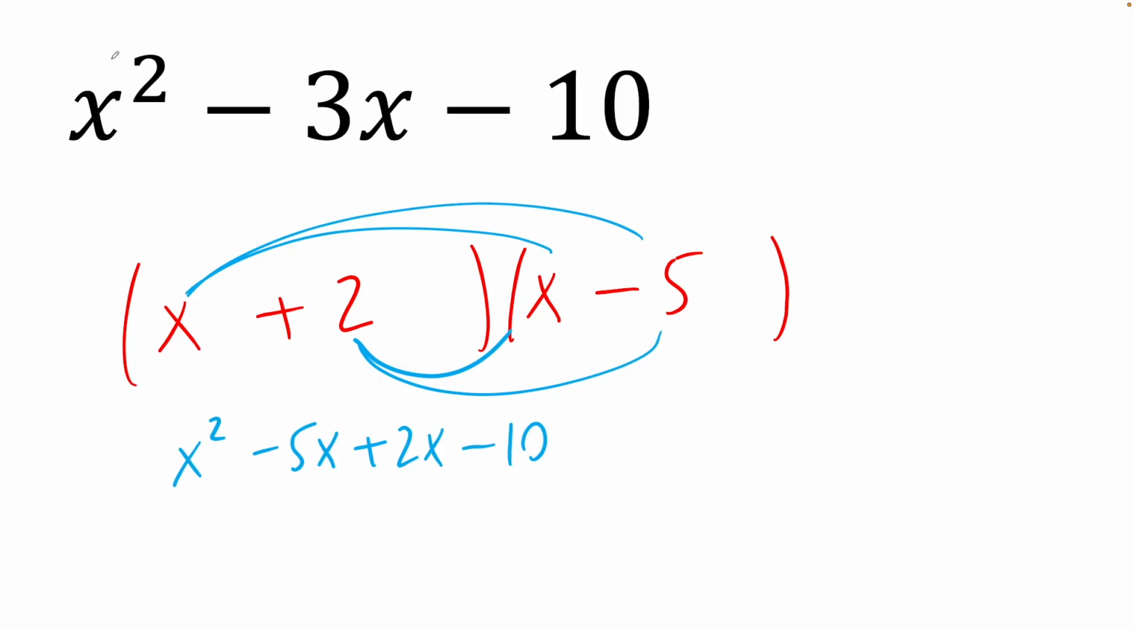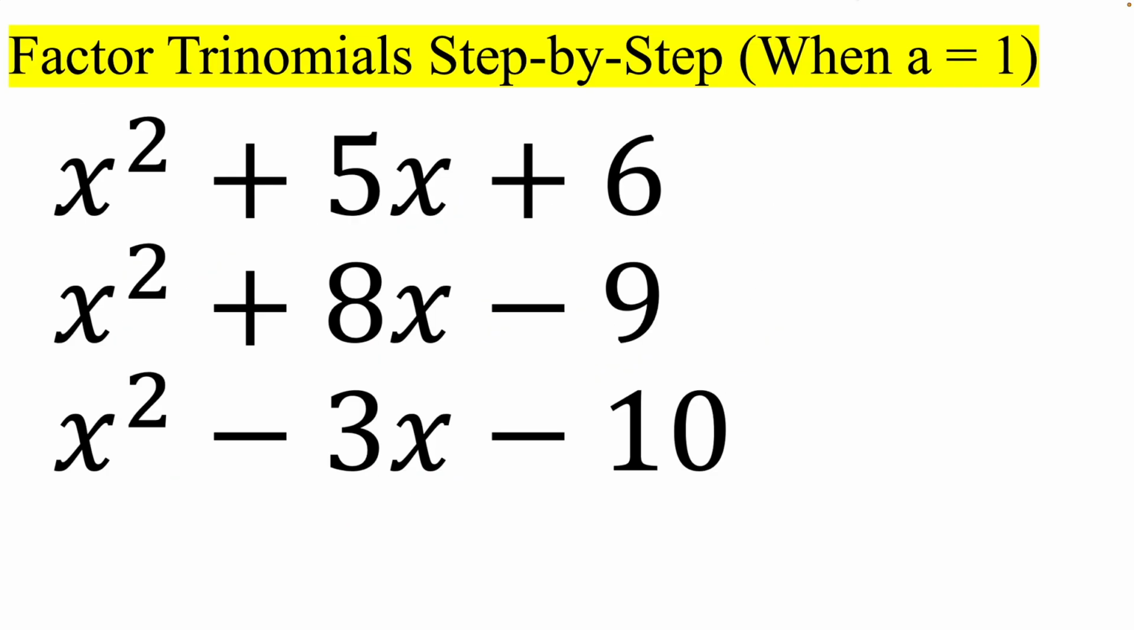So again, x squared matches, negative 10 matches, and negative 5x plus 2x is negative 3x, and so we know no mistakes. And that's pretty much it for this video.